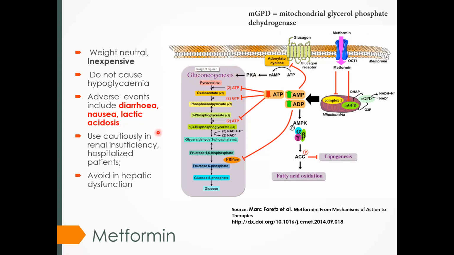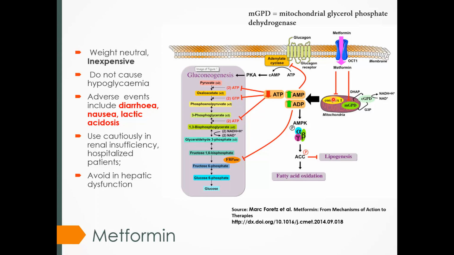So this figure shows the mechanism of action of metformin. Metformin is the only drug from biguanides class that is in the market. So metformin enters the hepatocyte. This is a hepatocyte. So this is happening inside a hepatocyte. Metformin enters the hepatocyte by a channel called OCT1. Then it enters the mitochondria and inhibits complex 1, which is an important part of electron transport chain.